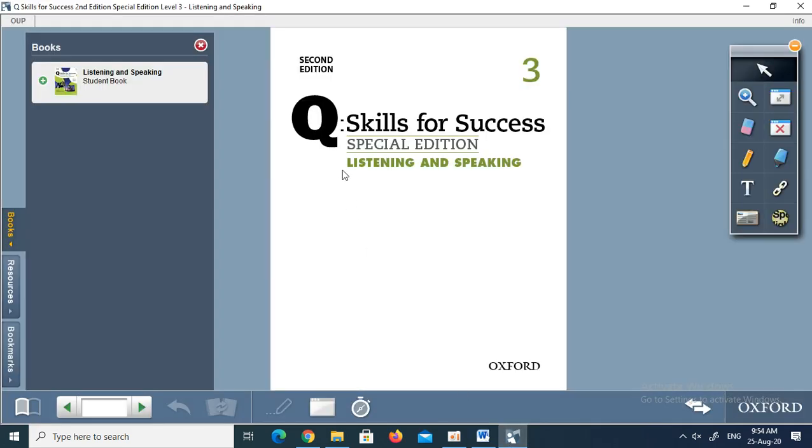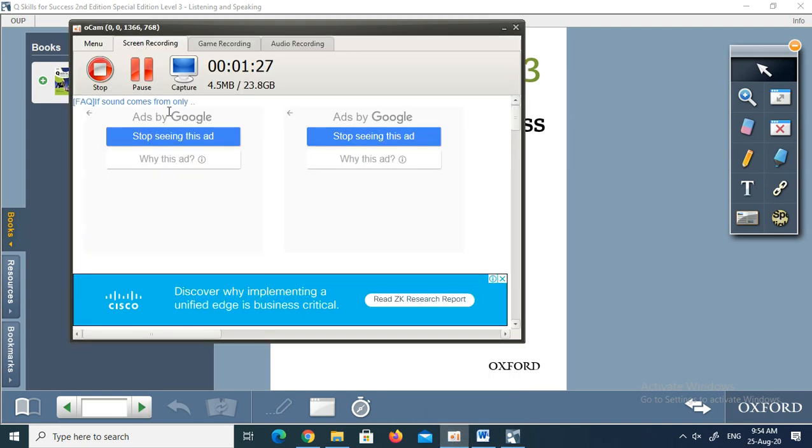If you've got it in front of you, it should look like this. Q Skills for Success, 3 in the upper right-hand corner. It should say Listening and Speaking, not the Reading and Writing book. And if you look in the upper left-hand corner at the picture, it is a green book. Now, if you haven't yet got the book in front of you, please pause the video and go and fetch the book, because we will be needing it shortly. Thank you.